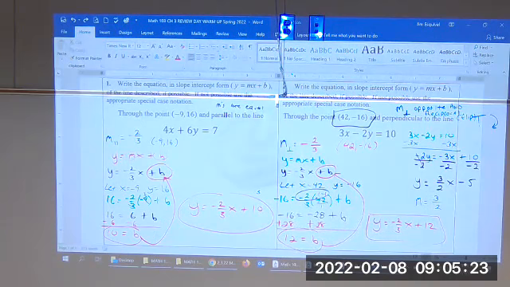It's on this test. It's on next Thursday's quiz. And it's on the next unit's test. Parallel and or perpendicular to a given line or point.